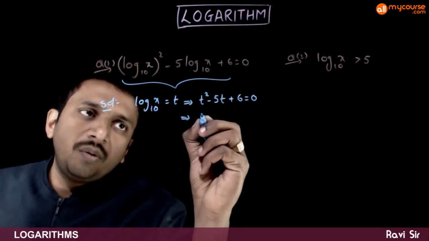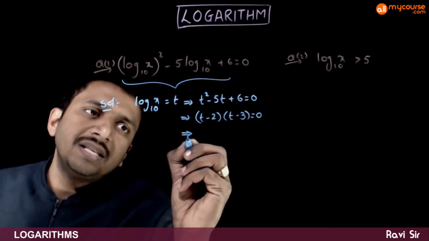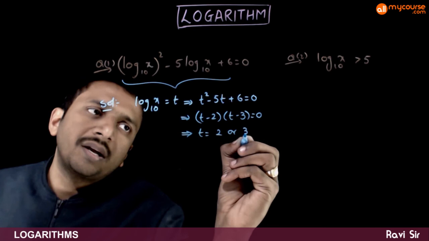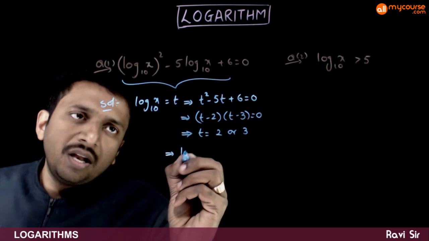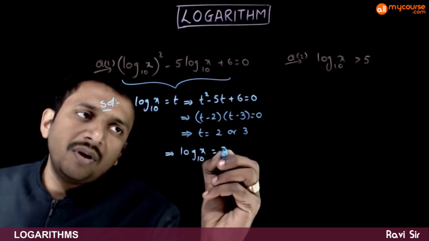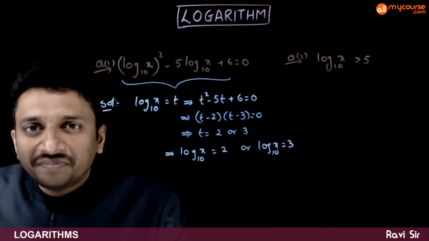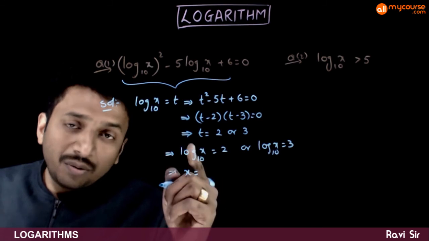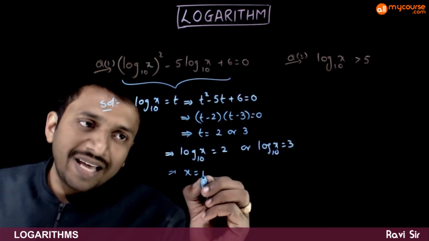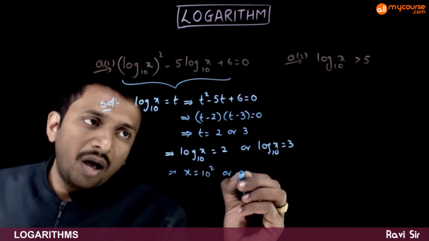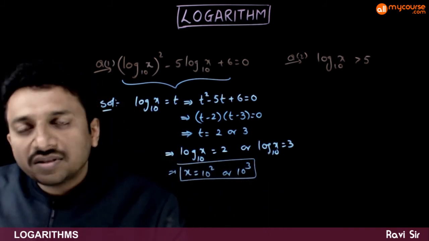So if you solve this quadratic equation, (t minus 2) times (t minus 3) is equal to 0. This implies t is equal to 2 or 3. So if t is equal to 2 or 3, that means log x to the base 10 is equal to either 2 or 3. So this implies, I'll just convert this into exponential form, log x to the base 10 equal to 2 implies x is equal to 10 square, or x is equal to 10 cube. So these are the two possible answers to this equation.